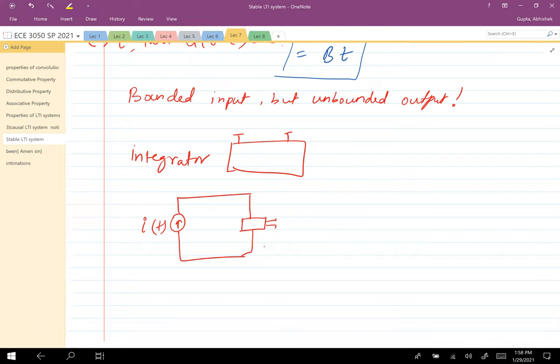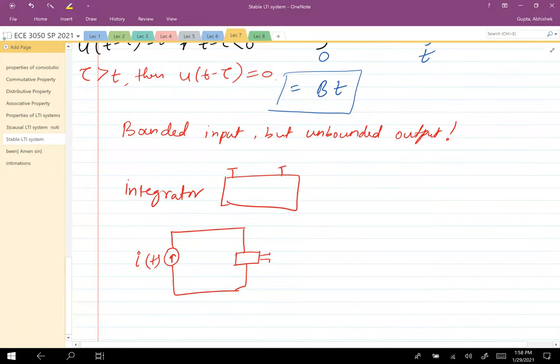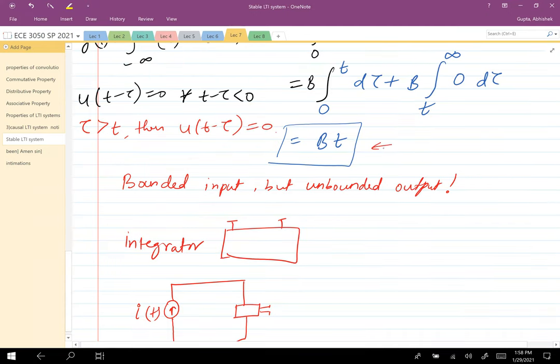So now that you know that a battery is an integrator and you give it a bounded input, which is a constant current, like your phone or your car, you input constant current, and then what happens? Do we get a bounded output or an unbounded output?